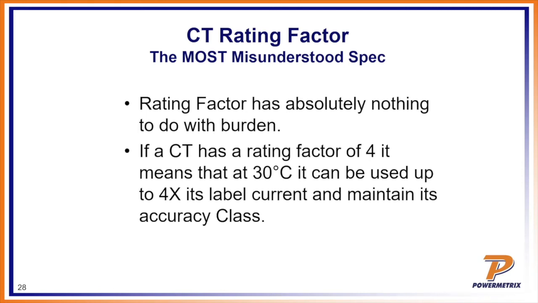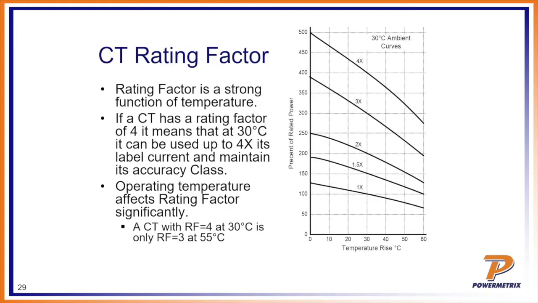Let's talk about rating factor. On a CT nameplate, you're going to see what they call an RF. That stands for rating factor. Usually it's a 4. That's most of the ones I've seen nowadays. So if a CT has a rating factor of 4, it means up to 30 degrees C or 86 degrees Fahrenheit, it can be used up to 4 times its label. So if it is a 200:5 CT, you can drive that CT up to 800 amps and still hold its accuracy class. That 0.3% accuracy class, which is where we want it to be. So always try to overdrive your CT.